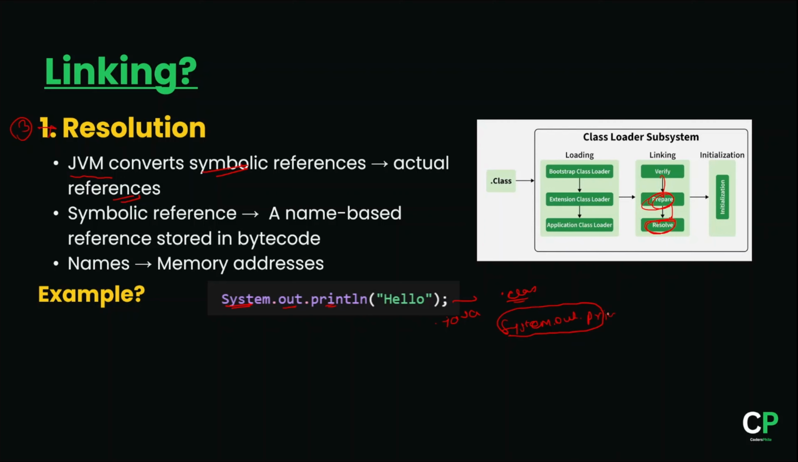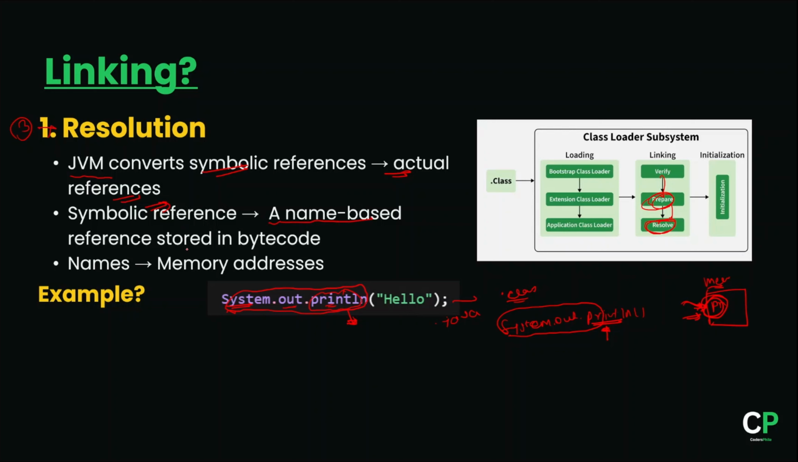In order to execute the println method, the JVM needs its memory address, where this method is stored in the memory. Suppose here is the memory, and somewhere here there is the println method. So in order to execute this println method, the system needs the actual memory address, where this println method is stored. So in the resolution phase, this whole line is replaced with the actual reference, like the actual memory address. So what is a symbolic reference?